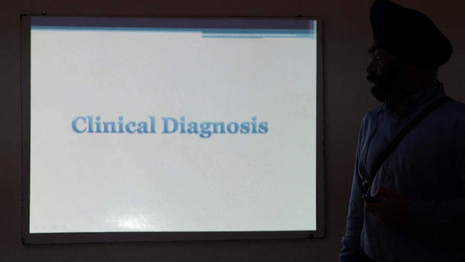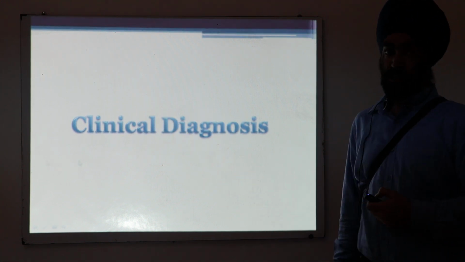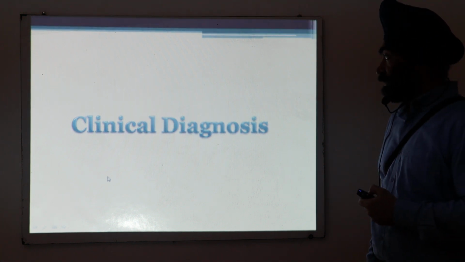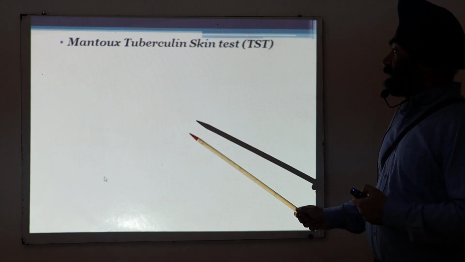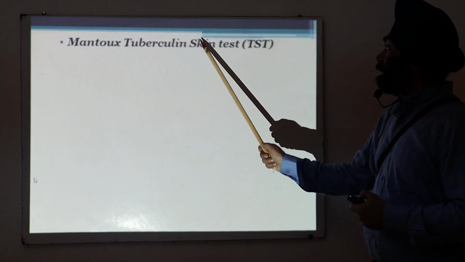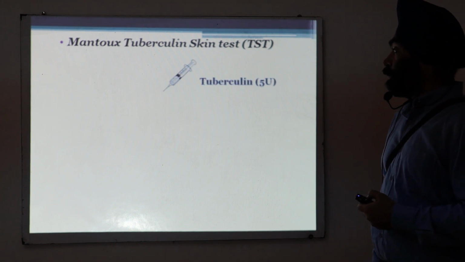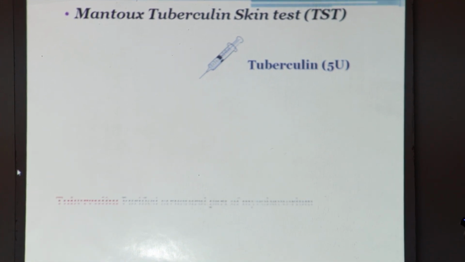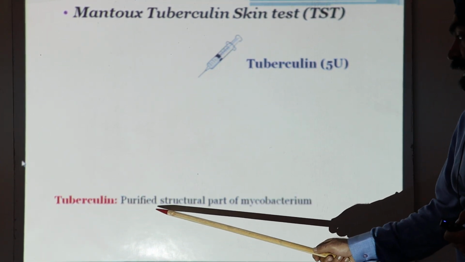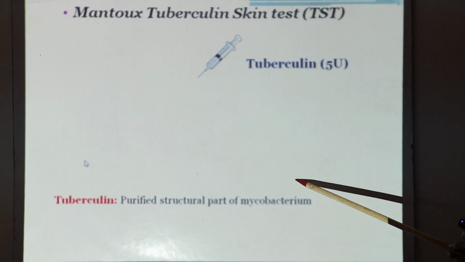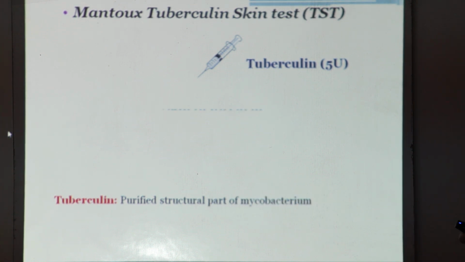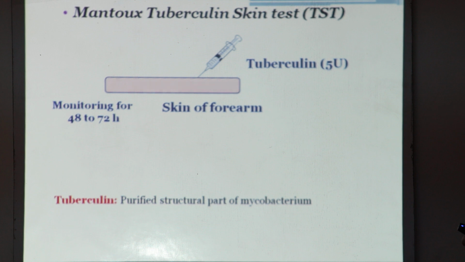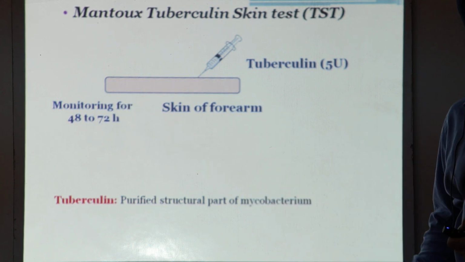Now, the last portion of this video: how we can diagnose tuberculosis in patients. That is, how we can go for the clinical diagnosis. First of all, I am discussing the Mantoux tuberculin skin test. What we do is take 5 units of tuberculin. What is tuberculin? Tuberculin is a purified structural part of the mycobacteria. We inject this tuberculin into the skin of the forearm. Then we monitor it for 48 to 72 hours.